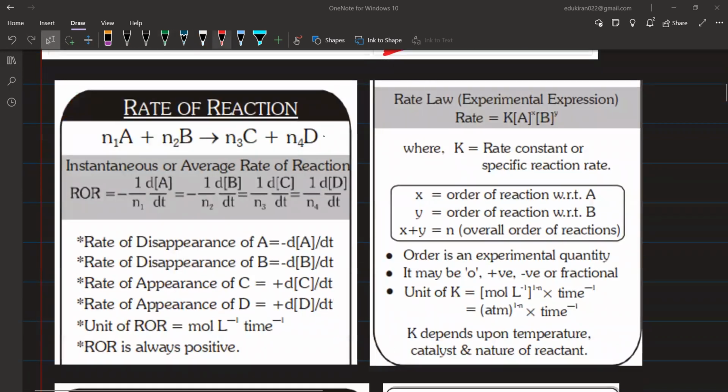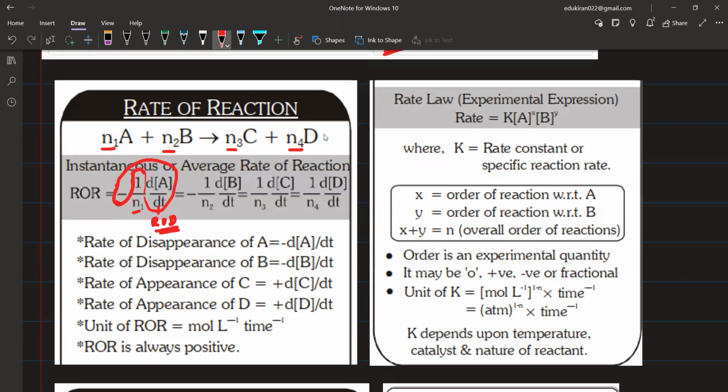As we have already seen, for a chemical reaction in which we have A plus B giving C and D, where N1, N2, N3, and N4 are stoichiometric coefficients, the instantaneous or the average rate of reaction will be: rate of reaction is equal to -1 upon the stoichiometric coefficient times the change in concentration of A divided by change in time. Okay, including this minus sign, okay? Except the stoichiometric ratio, this is the rate of disappearance.